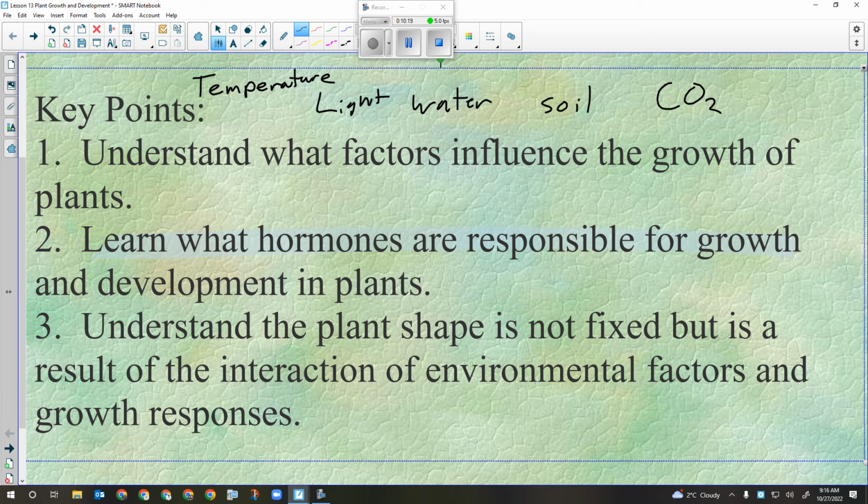Amount of water. Some places are obviously a lot wetter than others. Plants have to adapt to that, grow roots deeper or wider or whatever. Okay, soil. Some soils are good. Some soils are not. Even around here, our soils are very sandy.